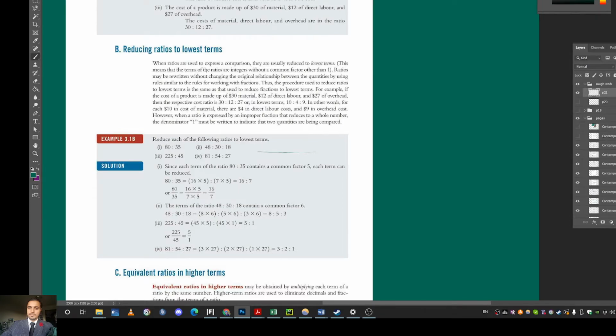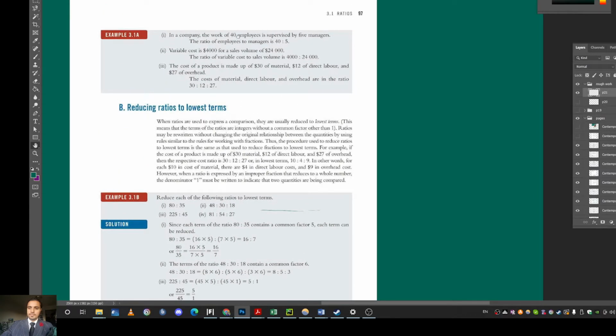Okay, so when you're doing some kind of comparison, we reduce them to lowest terms. We'll see some examples. I just did that earlier with the 40 to 5 employee example, where I simplified it down to 8 to 1 employees. That's what he's talking about: reducing ratios to lowest terms. This means that the terms of the ratios are integers without a common factor other than 1.